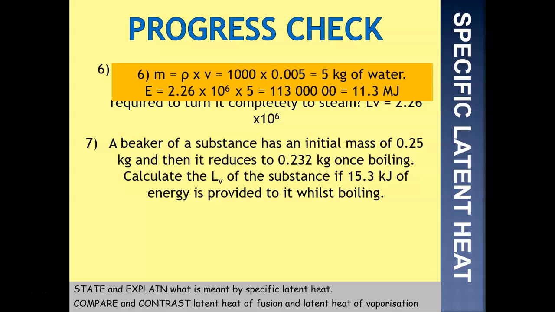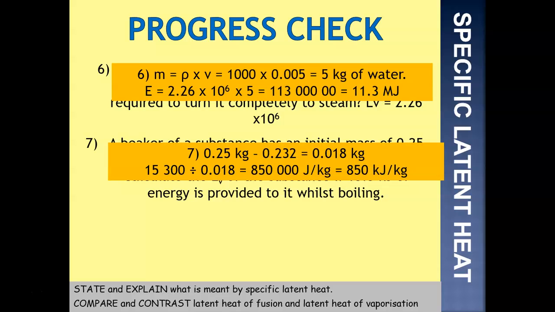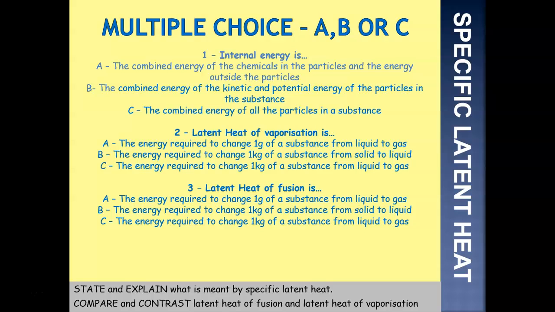Question 7. A beaker of a substance has an initial mass of 0.25 kilograms, which then reduces to 0.232 once boiled. Calculate the latent heat of vaporization of the substance if 15.3 kilojoules of energy is provided to it whilst boiling. Well, how much has actually evaporated? How much has vaporized? That's 0.25 take away 0.232, so only 0.018 has vaporized. We divide the energy needed by the mass, 15,300 by 0.018, giving us 850,000 joules per kilogram, 850 kilojoules per kilogram. Okay, to finish off some multiple choice questions, please pause the video whilst you answer those.